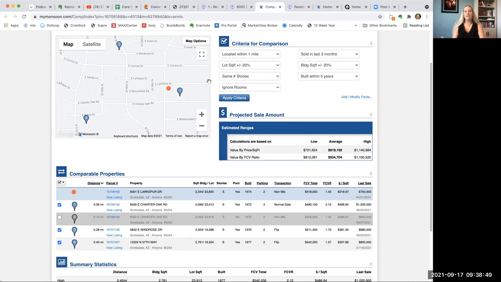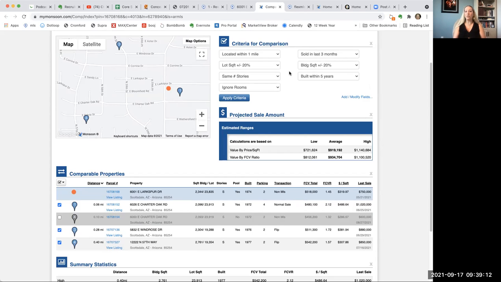We also have it set to the same number of stories. There's a lot of information on that, but for sake of time, I'm just going to share that if you can, you always want to start with the same number of stories. And the biggest reason for that is that the cost to build up is less expensive than the cost to build out. And so if you have a single level home and you're comparing it to a 2-level home, the comparison isn't like for like.